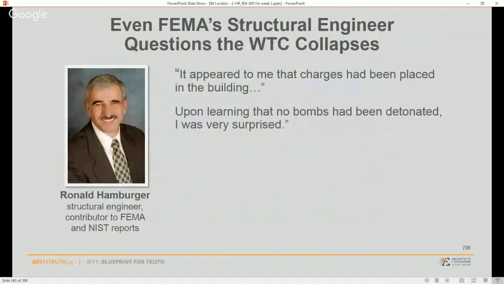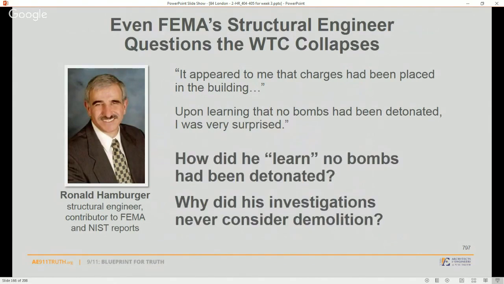Wow, that's a damning indictment of the official story, but he's not going to be contradicting the official narrative anytime soon. Nor is Ronald Hamburger, who said before he became part of the FEMA team, it appeared to me that charges had been placed in the building. Upon learning that no bombs had been detonated, I was very surprised. How did he learn that no bombs had been detonated? And why did he change his mind after he did learn that? How did his investigations never consider demolition?